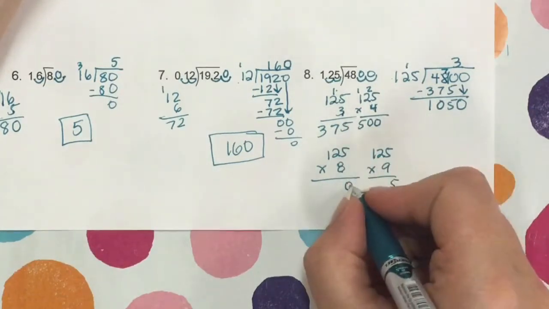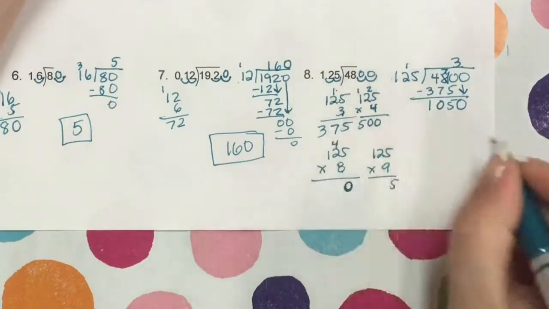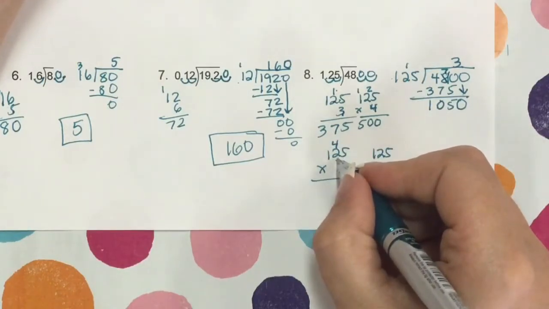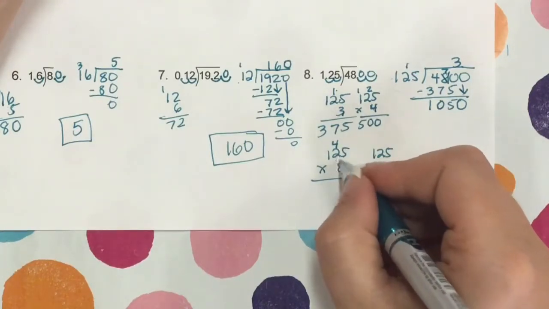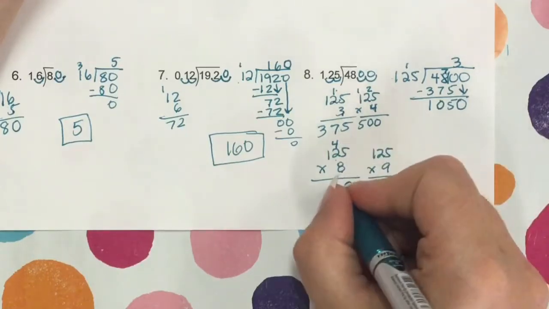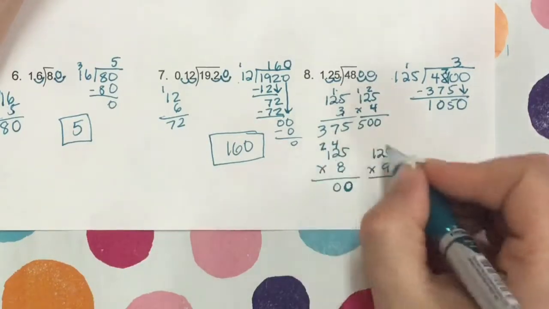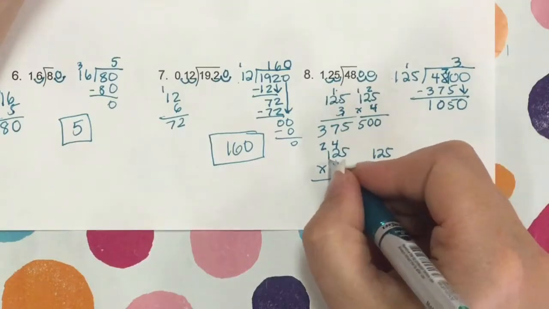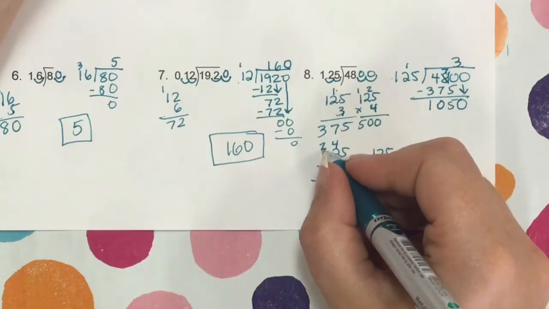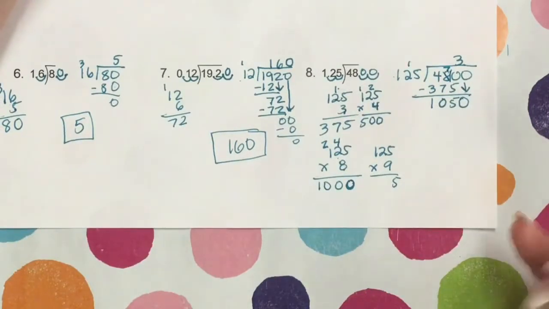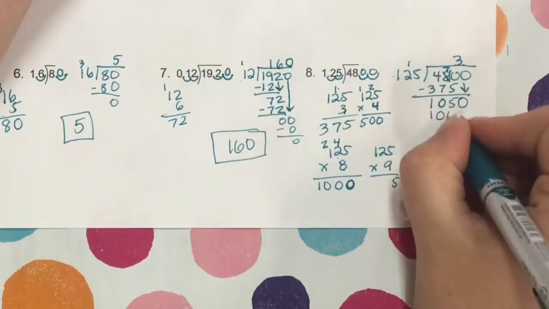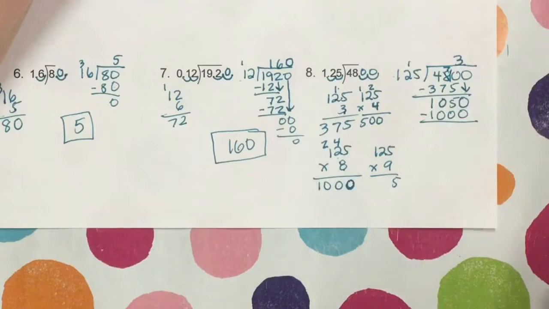8 times 5 is 40. I'm going to write the 0, carry the 4. 8 times 2 is 16, plus 4 would be 20. Write the 0, carry the 2. 8 times 1 is 8, plus 2 is 10. So that's 1,000. That's really, really close. So that's great.